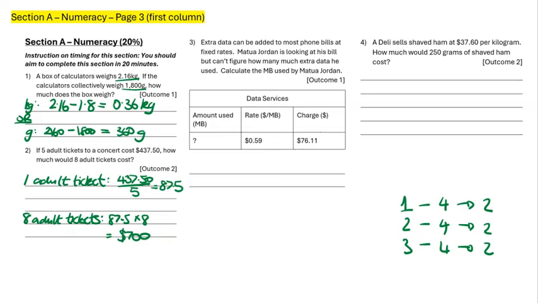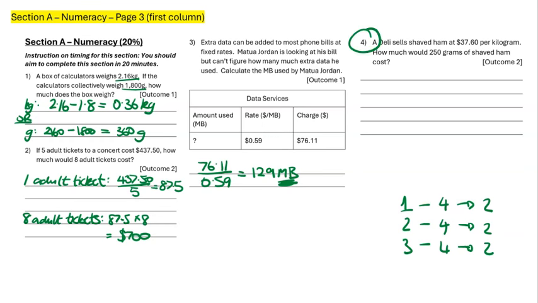We're going to go on our calculator, it's going to be 76.11 divided by 0.59. When I did that earlier, and hopefully you're getting the same answer as me, I got 129 MB. Just noting, I'm putting in my units there, MB. I had my dollar signs over here, my grams and kilograms over there, so those units are really important.